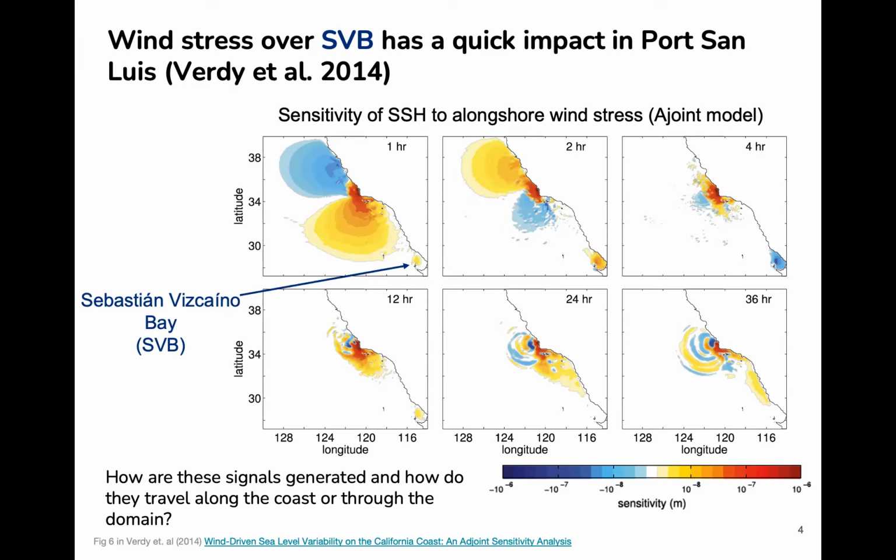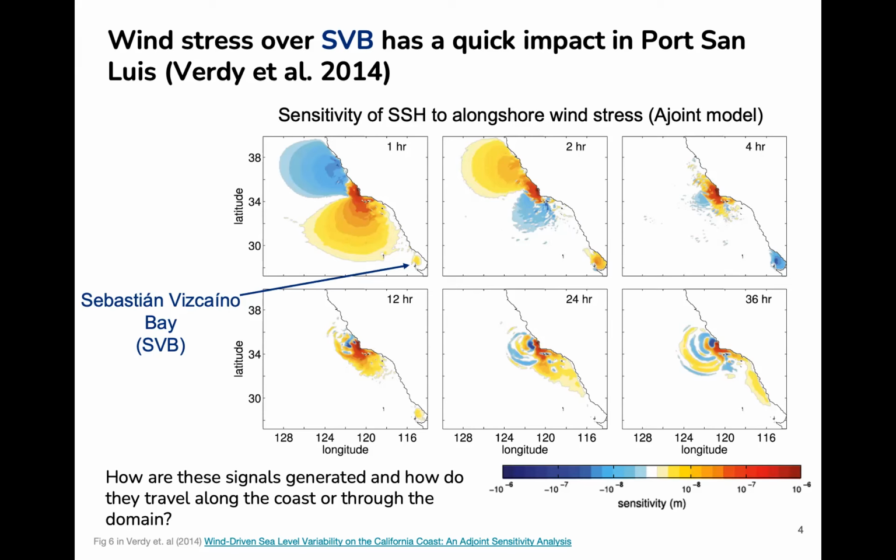And so what was puzzling is, what are these signals that can travel? Why is the wind blowing over this bay just 1 hour before, which is important to explain sea surface height variability in Port St. Louis, right? And so it has to be a signal that travels very fast. And so, yeah, we were just puzzled, and it was out of the scope of that paper. And so we just kept working on it afterwards, right?